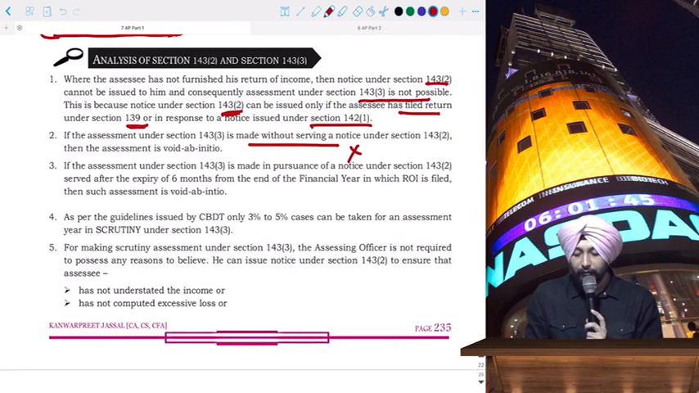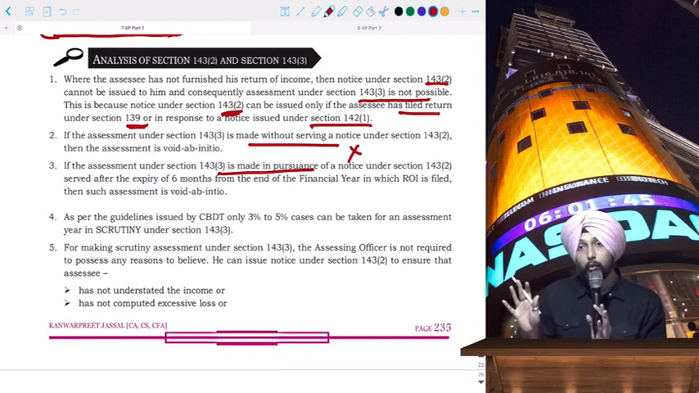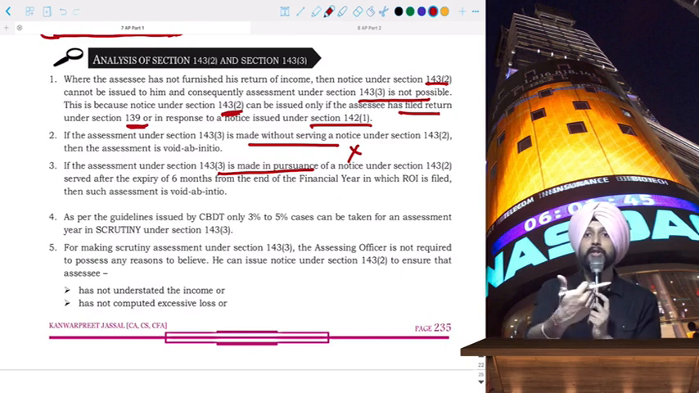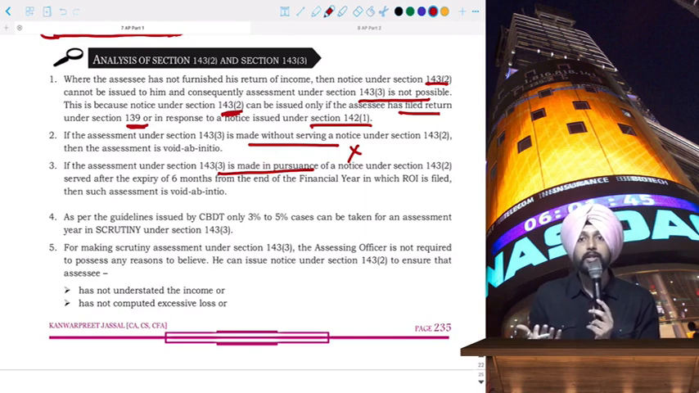Next, if the assessment under 143.3 is made in pursuance of a notice under 143.2 which is served after the expiry of 6 months, then even if you serve the notice but the notice is served after a period of 6 months, then anyways the notice does not hold good. And if the notice does not hold good, then the notice is invalid, and any assessment done in pursuance of that notice will also be invalid. I hope this is clear.